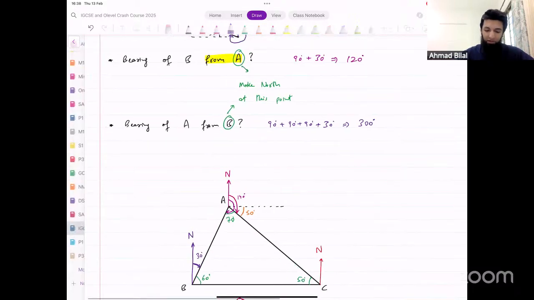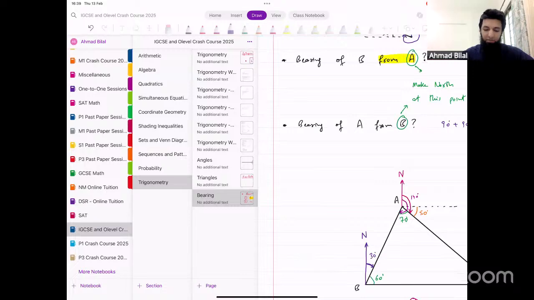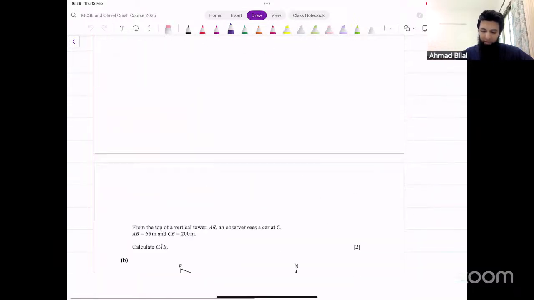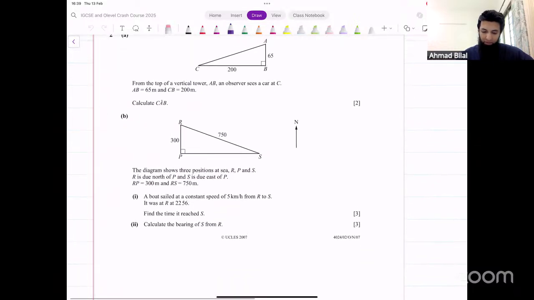Let's have a look at a couple of questions very quickly on this before we talk about angle of elevation, angle of depression. Let's have a look at one example on this.